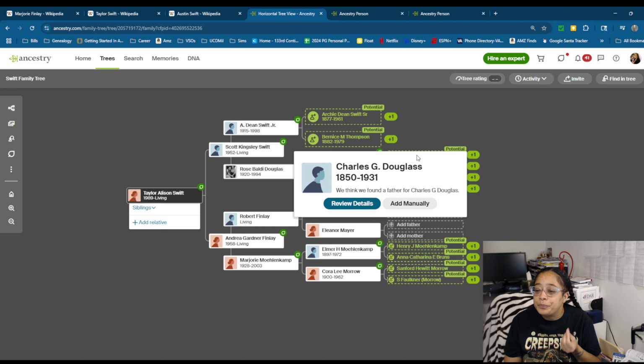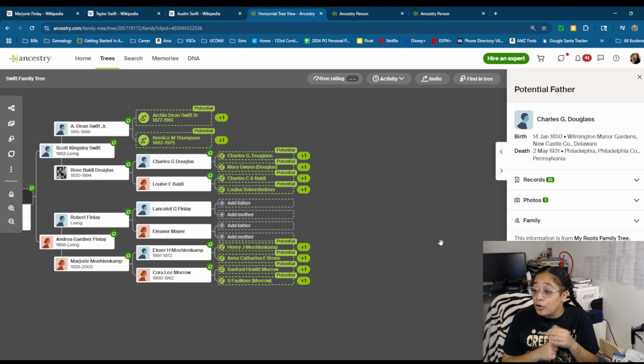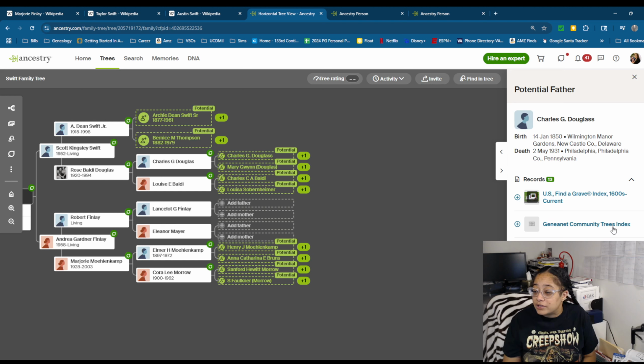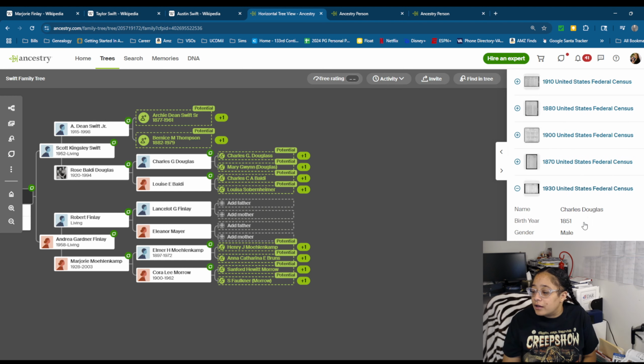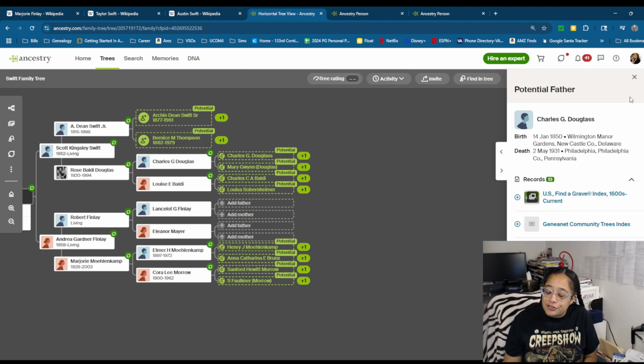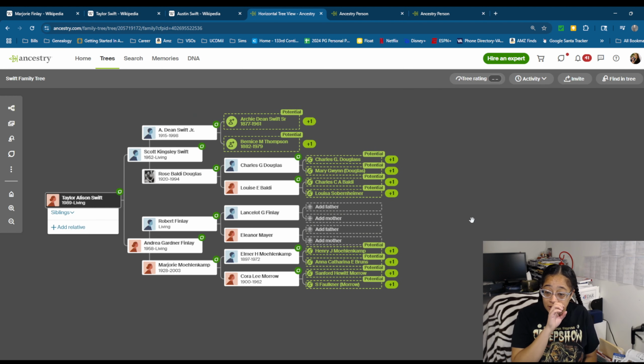So you click here, and then it says, we think we found a father for Charles G. Douglas. And then I always click review details, and then it will pop up on the side here. So it's saying this person was born in 1850 in Delaware and then died in 1931 in Pennsylvania, which is likely correct, but I still want to go through each person and add records that actually support that information. And then you can see a quick click shows you the potential source records for the potential father. But I'm going to go ahead and click out of that.